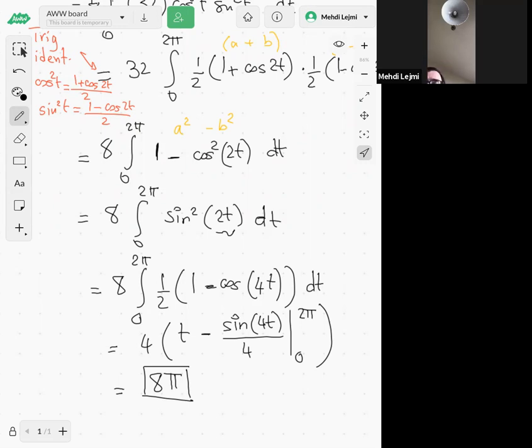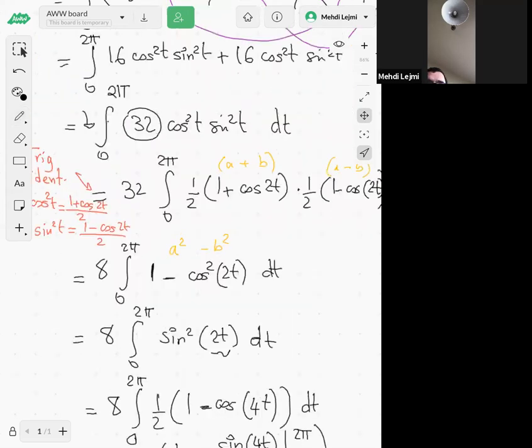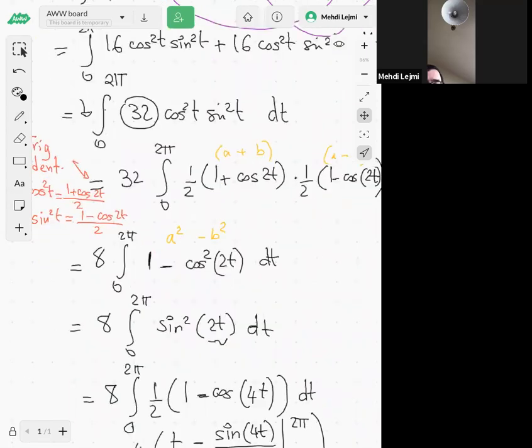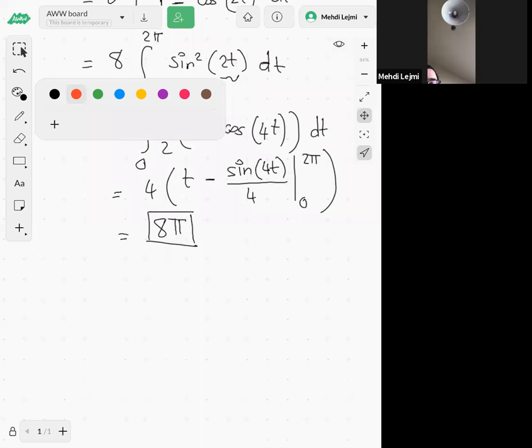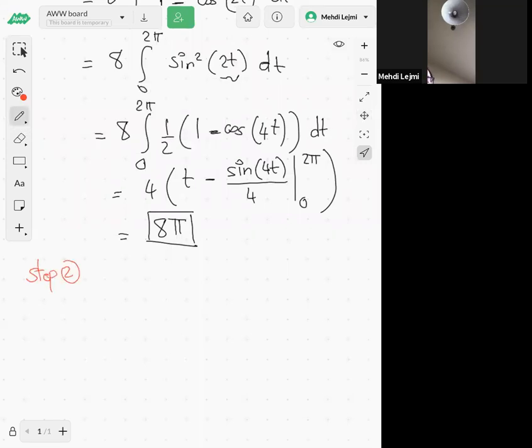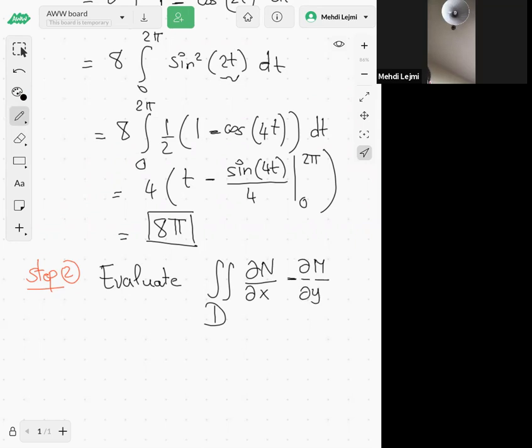Our region D is just the disk, the interior of the circle of radius 2. So here's step 2. In this step 2, we have to evaluate the double integral over D of the derivative of N with respect to x minus the derivative of M with respect to y, dx dy.